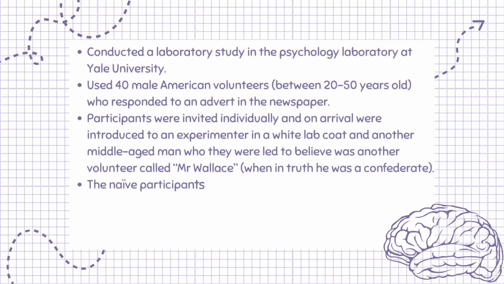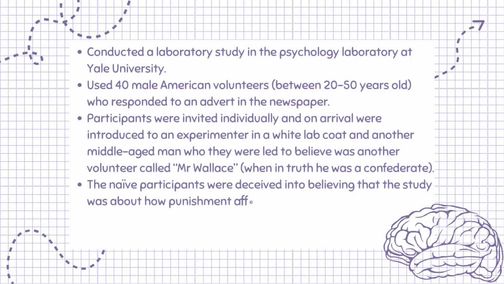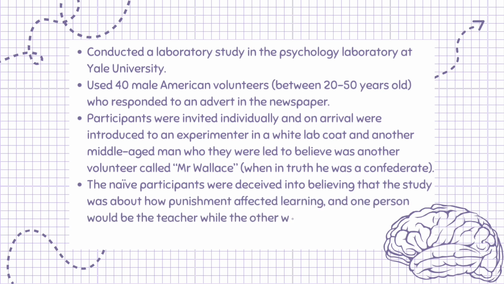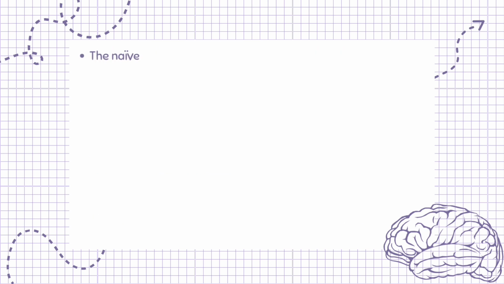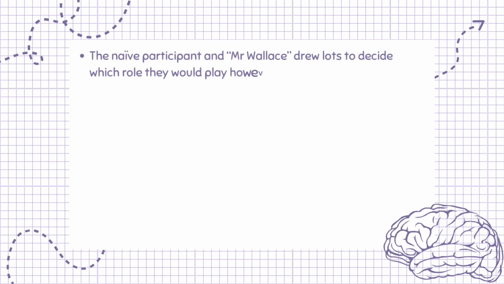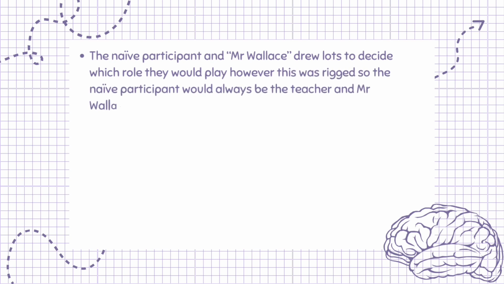The naive participants were deceived into believing that the study was about how punishment affected learning, and one person would be the teacher while the other would be the learner. The naive participant and Mr. Wallace drew lots to decide which role they would play. However, this was rigged, so the naive participant would always be the teacher and Mr. Wallace, the Confederate, would always be the learner.